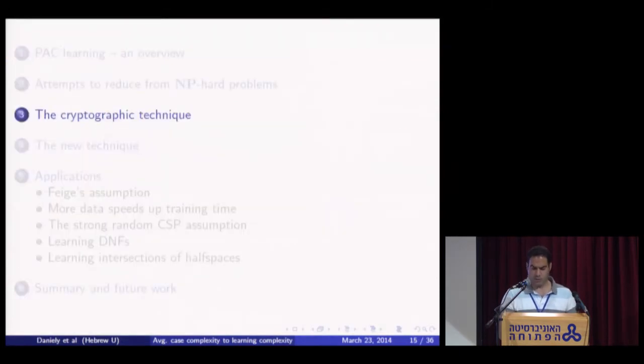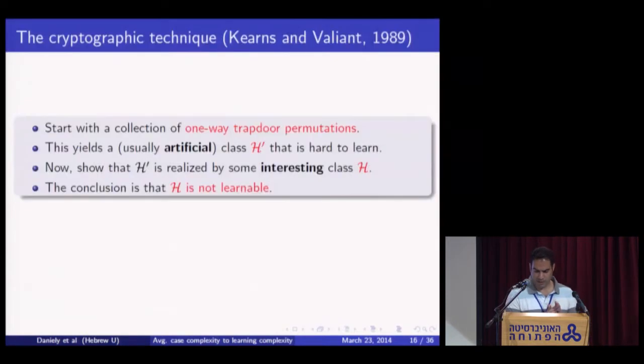So this leads us to the next part, where I describe the cryptographic techniques. This is currently, before our technique, the only known technique to prove hardness of learning problems based on cryptographic assumptions. I'll describe that very briefly, just to give you a rough idea. It was introduced by Kearns and Valiant five years after the introduction of the PAC model. The idea is quite simple. We start with a collection of one-way trapdoor permutations.